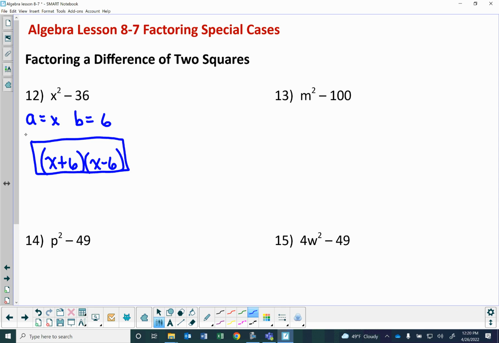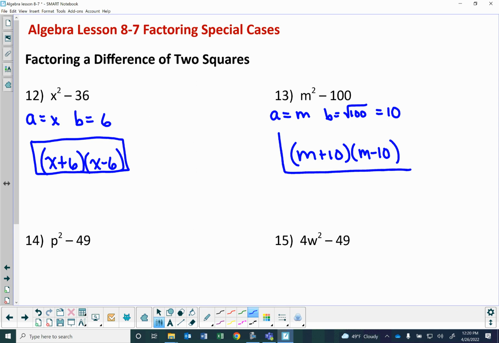All right, number 13, we have 2 terms. Both are perfect squares, and there's a minus sign between them. So my a term is going to be m. My b term is the square root of 100, which is 10. So I'm going to do m plus 10 times m minus 10. Now we can still do these by factoring product and sum, but it's just much, much faster if you can recognize right off the bat that these are difference of squares. Because what we do is we do a product of a negative 100 and a sum of 0. Which is why there's no middle term, is because your bx term is 0.